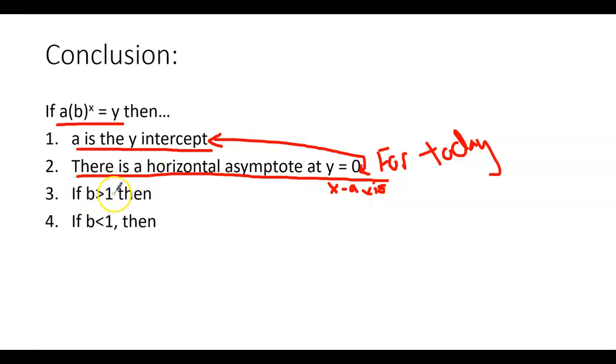We've also seen that if b is greater than 1, then the graph goes like this. And if b is less than 1, then it goes like this. So this is an increasing function. This is a decreasing function. All right. And those are all of our conclusions.